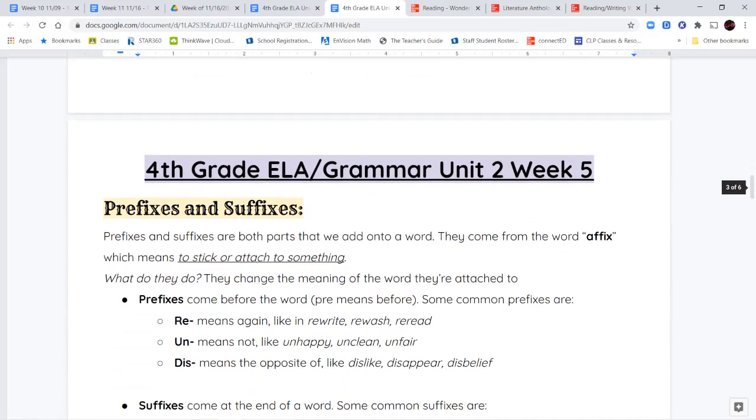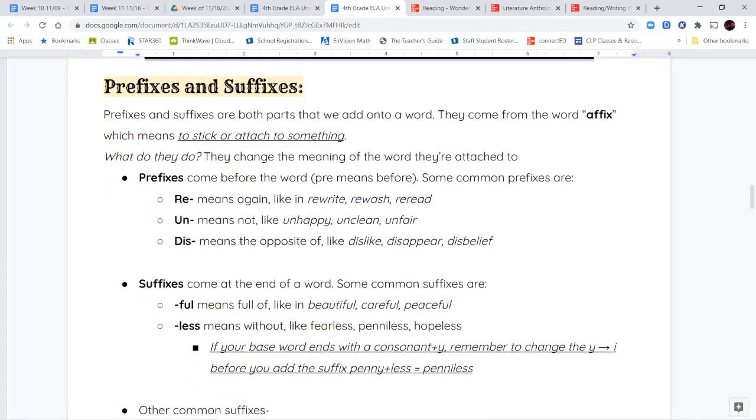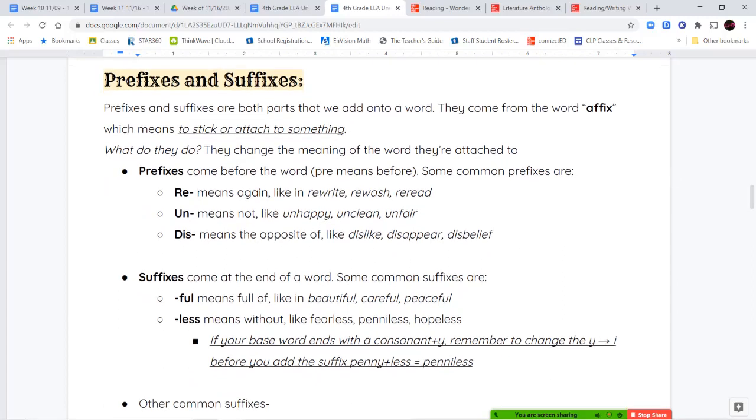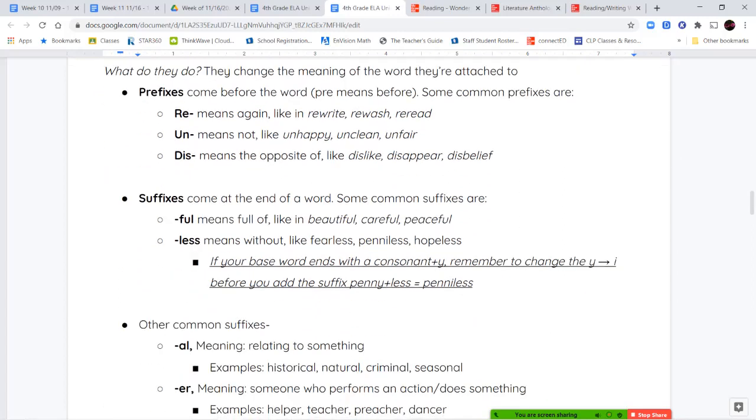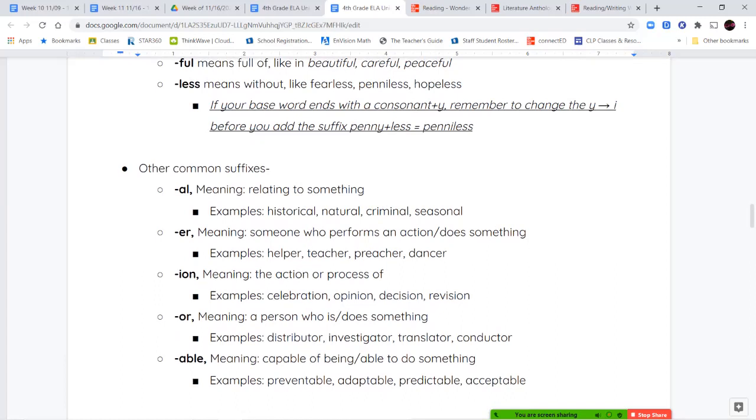Now, to jump into those notes, the prefixes we talked about last week, re, un, and dis, I'll leave the notes here for you to review. Now, other suffixes other than full and less that we talked about are going to be suffixes like al, something that is relating to something. So something that is historical is related to something in history, something that is natural is related to something in nature, and so on.